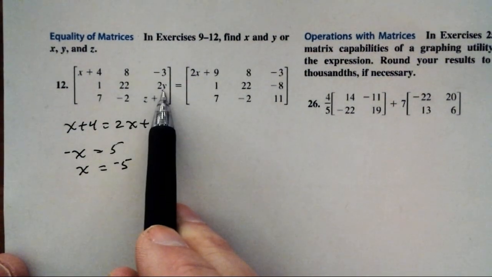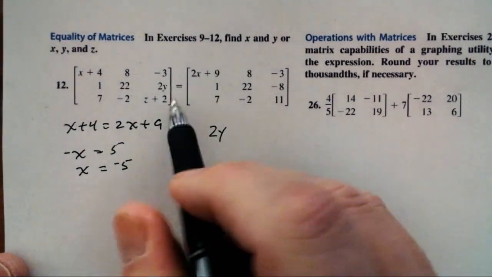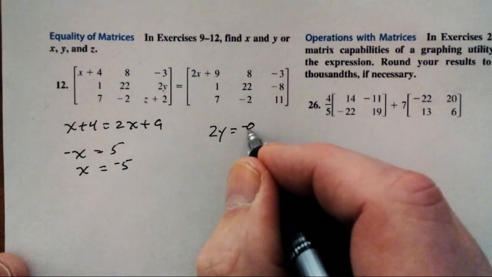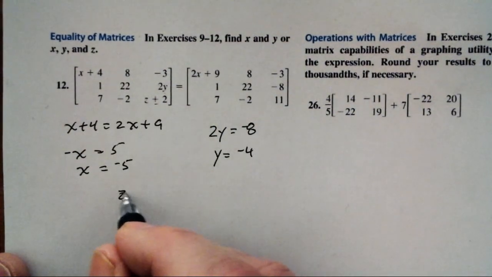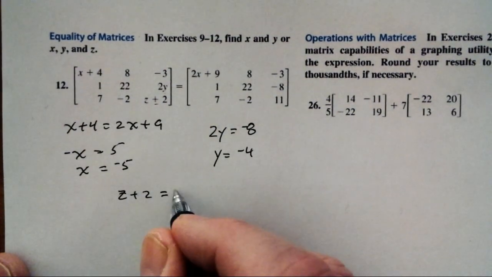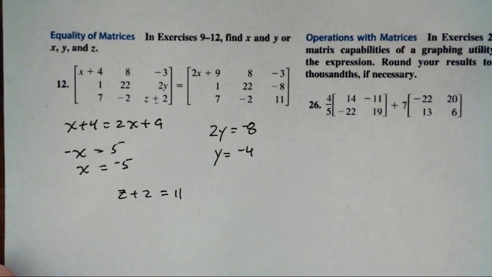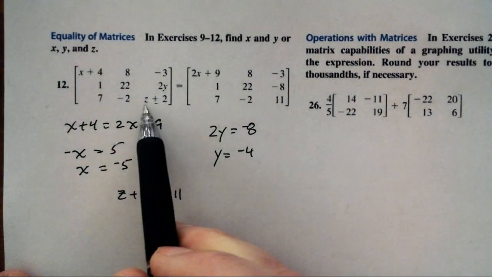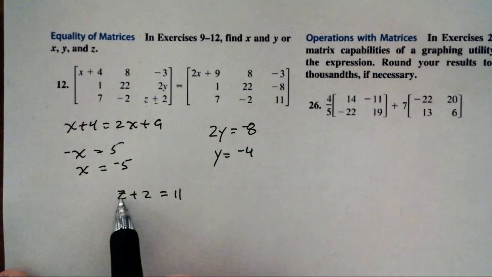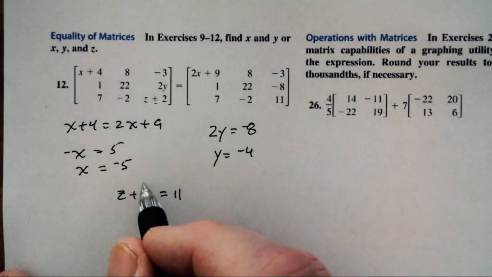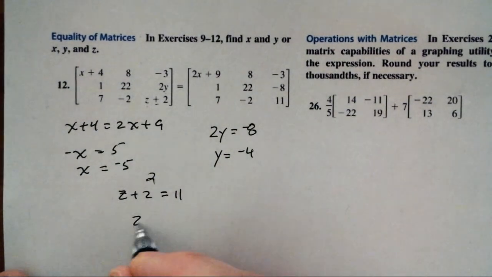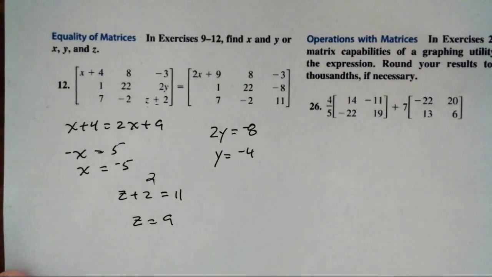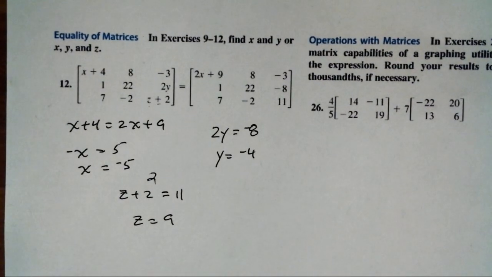Likewise, by the time we get to Y, 2Y corresponds to negative 8. So Y is negative 4. And Z plus 2 equals 11. This is a chance for me to get on my soapbox and say, please, when you're using Z's, cross them so they don't get confused with 2's. Even if you loop your 2's, which I don't, please cross the Z's. So Z is 9.